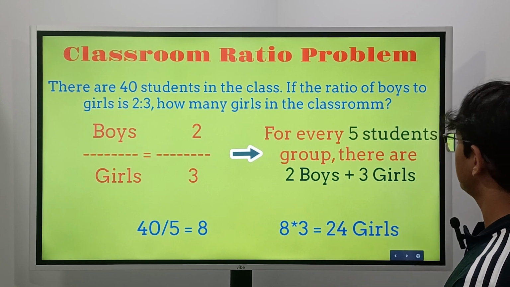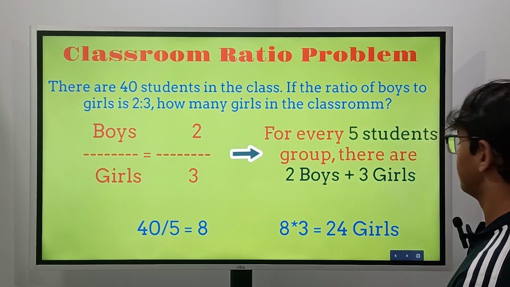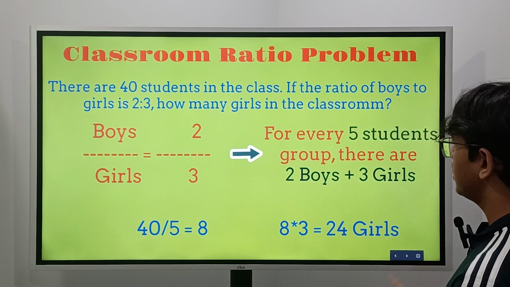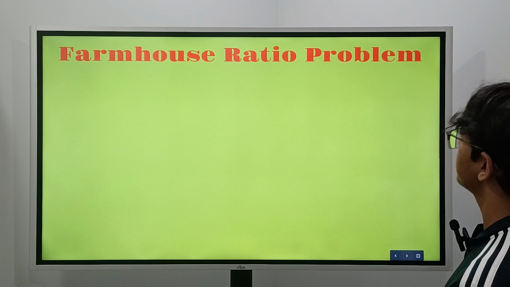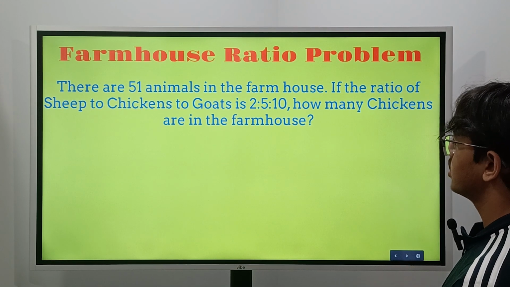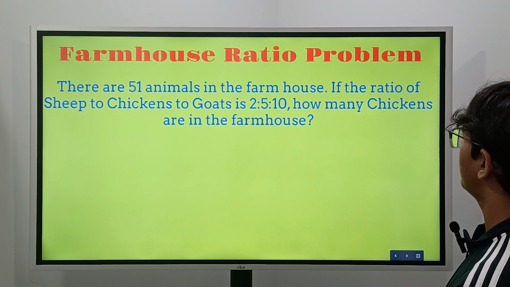So to answer this question, there are 24 girls in the classroom. So that's our first question here. For our second problem, we have a farmhouse ratio problem. So here's the question. There are 51 animals in the farmhouse.